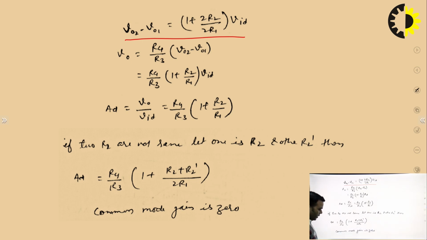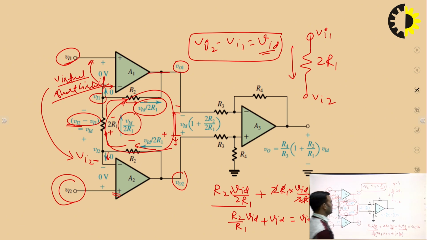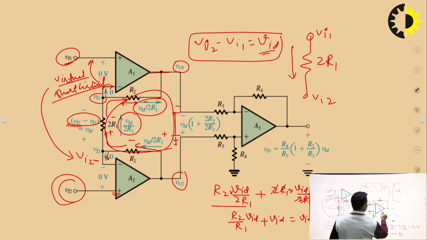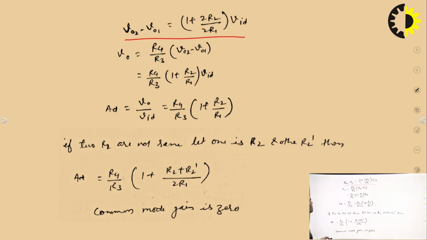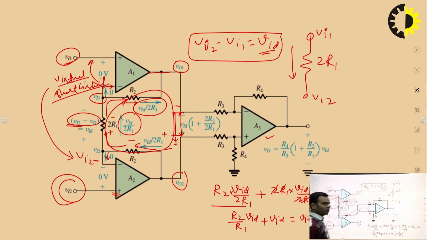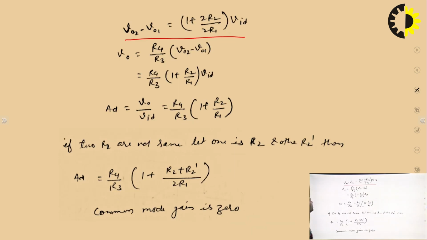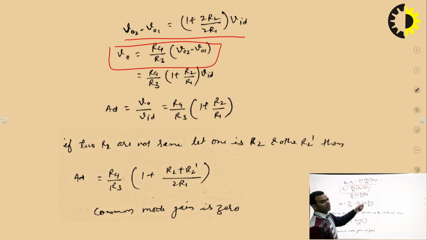Now, the final output voltage, that is the output voltage of this amplifier A3, which will appear between these two terminals. In the case of a subtractor amplifier, the output voltage is equal to R4 upon R3 multiplied by the input. So, you can simply write V naught is equal to R4 upon R3 multiplied by VO2 minus VO1, and VO2 minus VO1 is 1 plus R2 upon R1 into Vid.